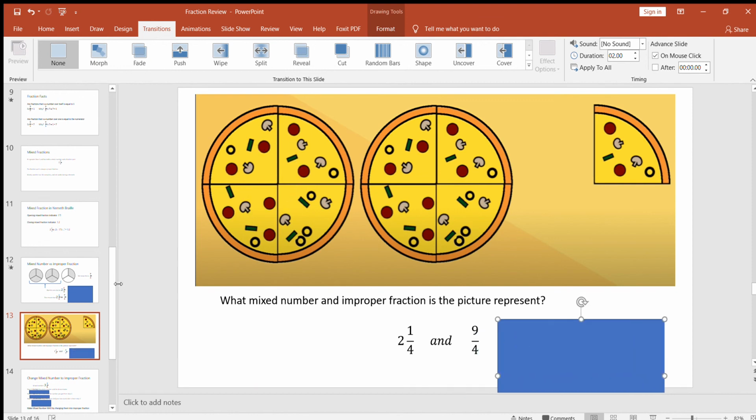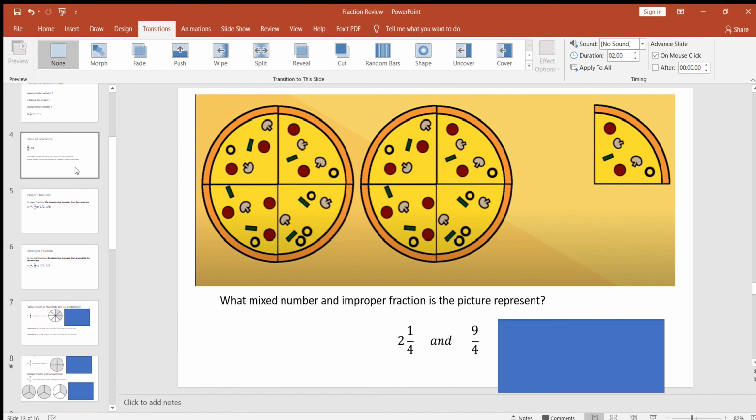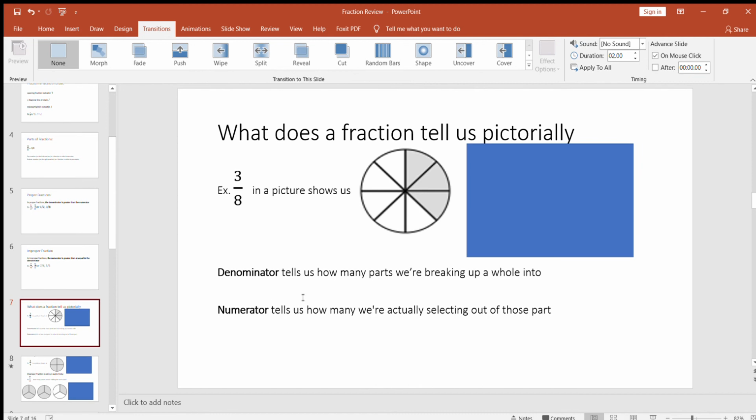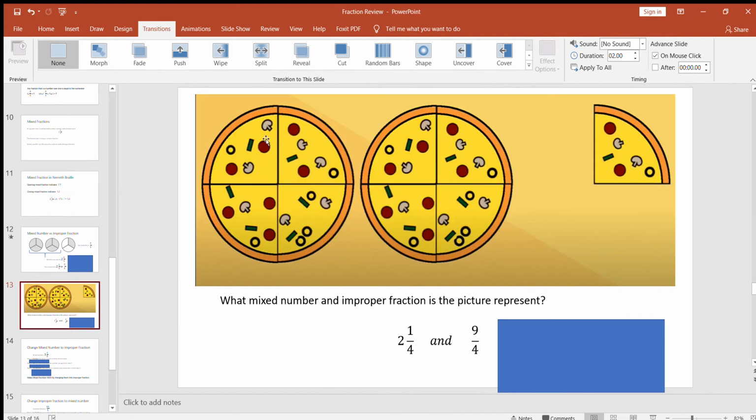Again, recall the definition of a denominator: it tells us how many parts we're breaking up a whole into. So we only need to focus on one whole. We don't need to focus on 2 wholes. We only need one whole. Anyway, we talked about the relationship between mixed and improper.